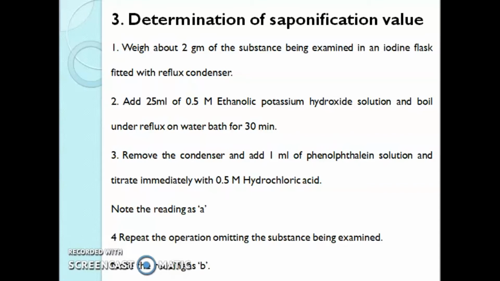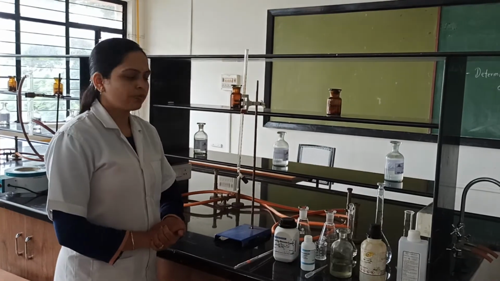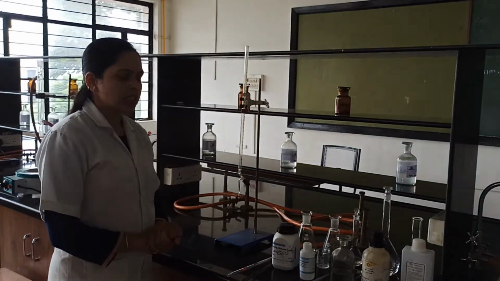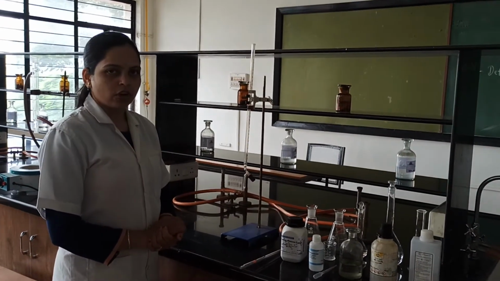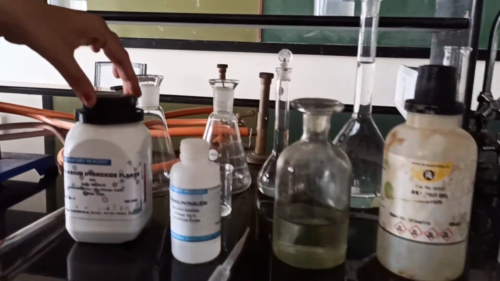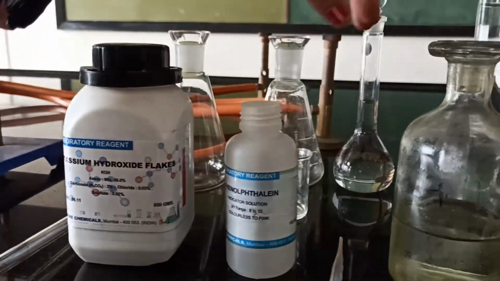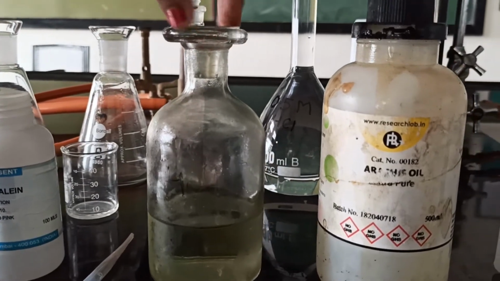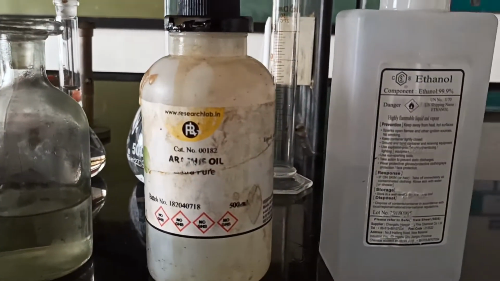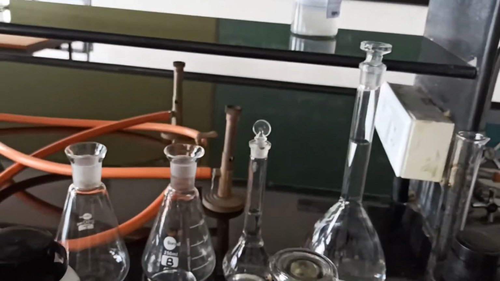Students, now we will proceed to the actual practical. Before starting our experiment, we will see the requirements for our practical. For our practical, we require some glassware and chemicals. First of all, the chemicals: potassium hydroxide, phenolphthalein indicator, hydrochloric acid, concentrated HCl, arachis oil, and ethanol.